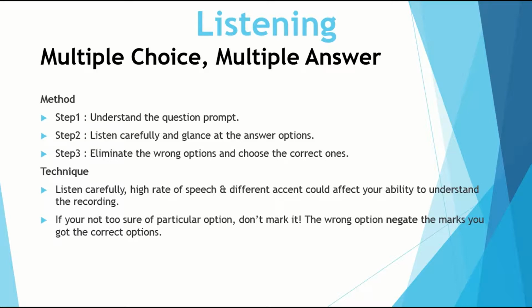So today let's understand some methods and techniques that we could use to get full marks with the multiple choice, multiple answer question type of the listening section. Before we go ahead with the methods and techniques, let's quickly understand some aspects of the scoring. You will be scored on the number of correct options. Remember guys, this has negative marking. When I say negative marking, you cannot get any marks below 0. However, the wrong option will negate the marks you get for the correct options.